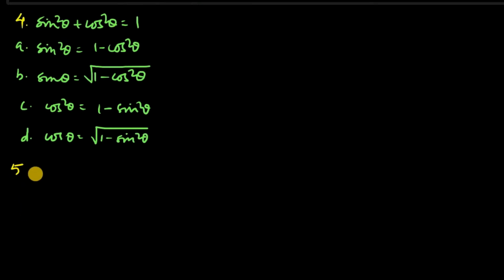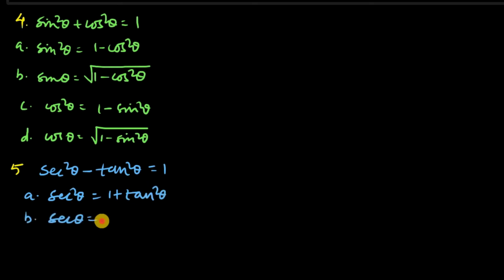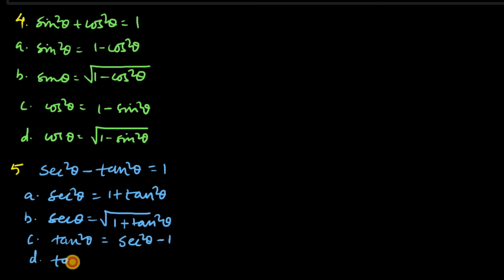Similarly, we get formula number 5 as sec square theta minus tan square theta equals 1. From here we get sec square theta is 1 plus tan square theta. Sec theta is root under 1 plus tan square theta. Now tan square theta, if it goes to that side, becomes positive, then 1 comes this side, then we get sec square theta minus 1. And last, D: tan theta equals root under sec square theta minus 1.